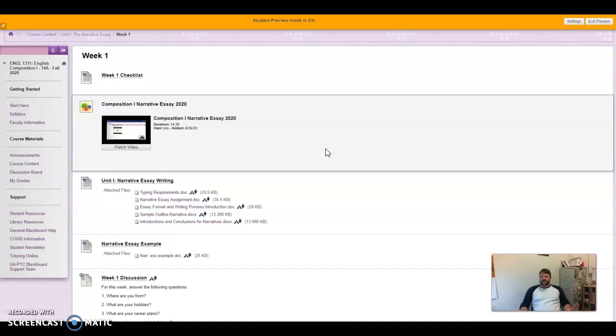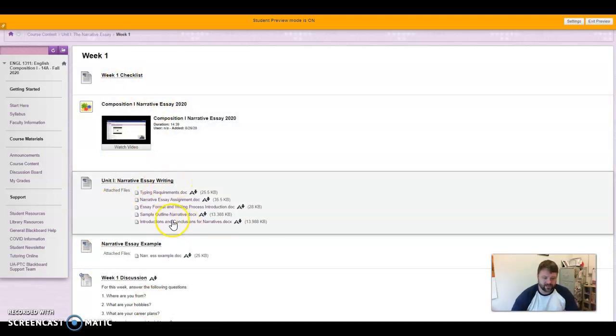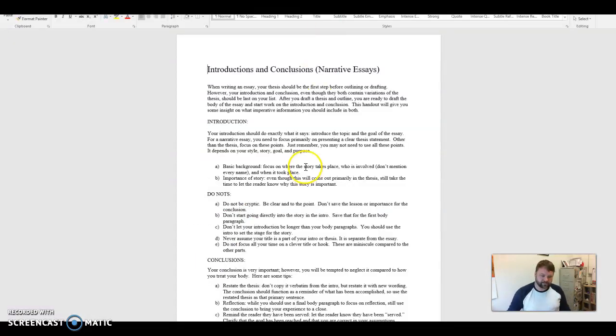So let's take a minute here to look at a specific handout that, again, a lot of students will skip right over, but it will save you some headache and heartache if you pay attention to this. You'll notice in Week 1, Unit 1 narrative essay writing, at the very bottom is the introductions and conclusions for narratives. So here's the handout. Now, there is no perfect structure for building an introduction. This is something that you develop through your own style. The more you write, the better you develop your own way of writing introductions and conclusions. So I don't have a specific formula for you.